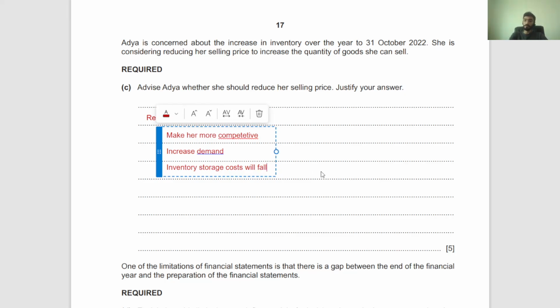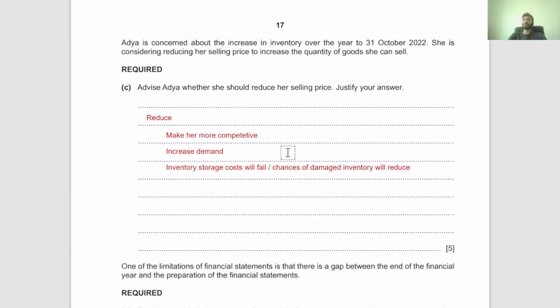Let's say chances of damaged inventory will reduce because we'll have less of it, right? Okay, inventory obsolescence can also be avoided. Means inventory will not go out of date. Before it goes out of date, it'll be sold. So these are in support of reducing the selling price.